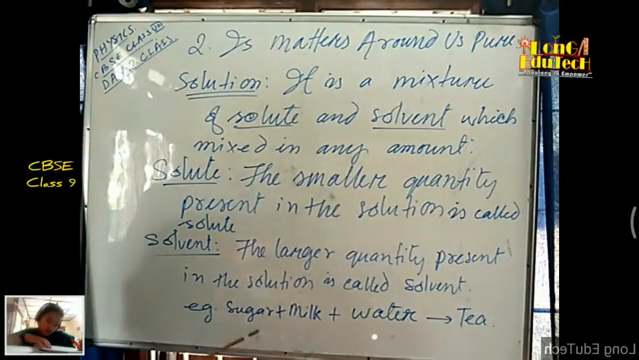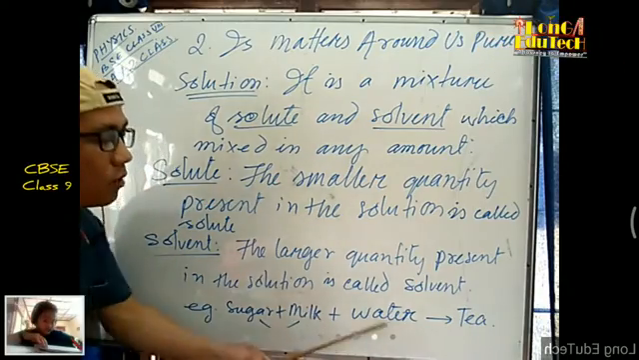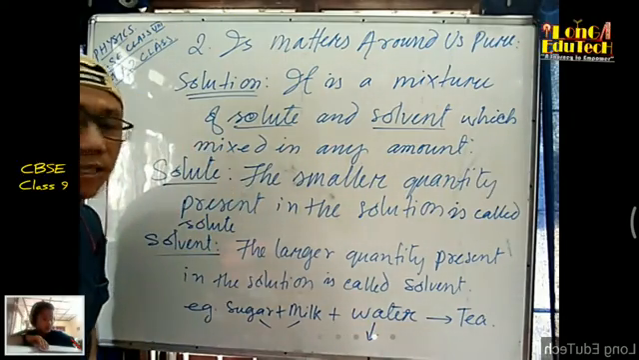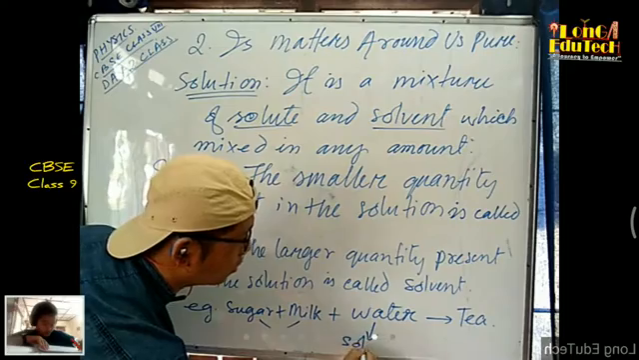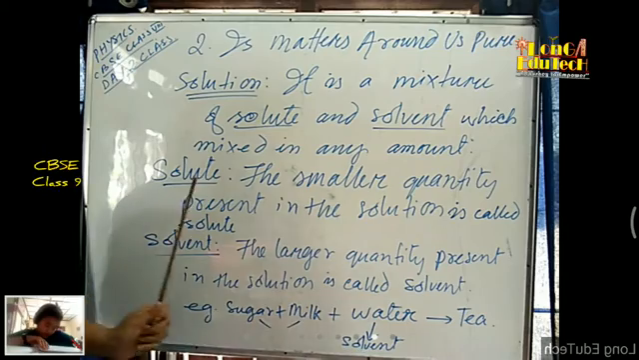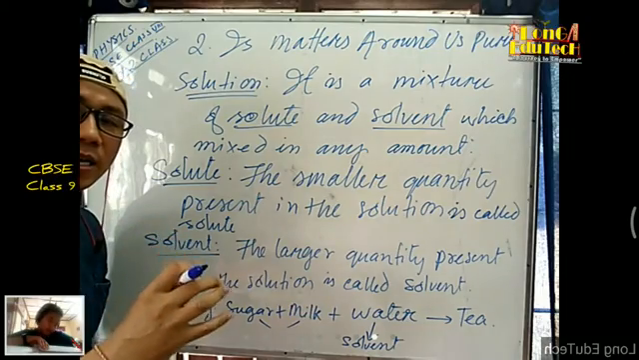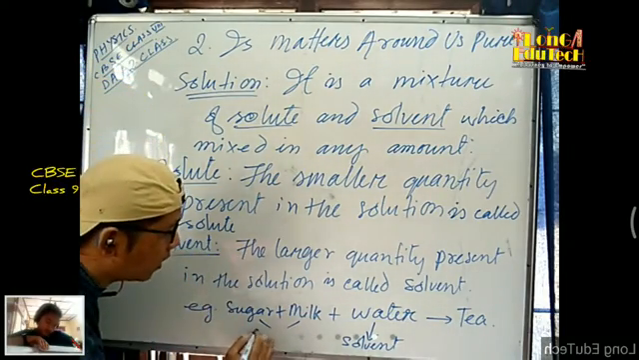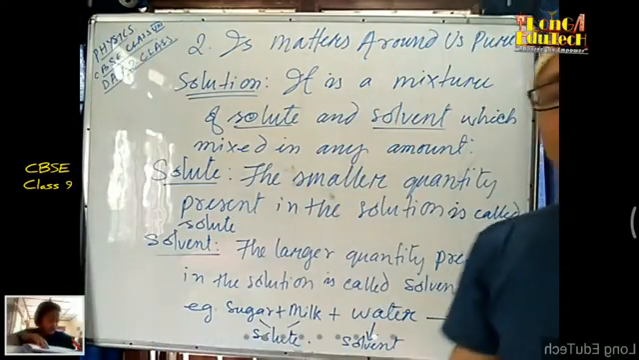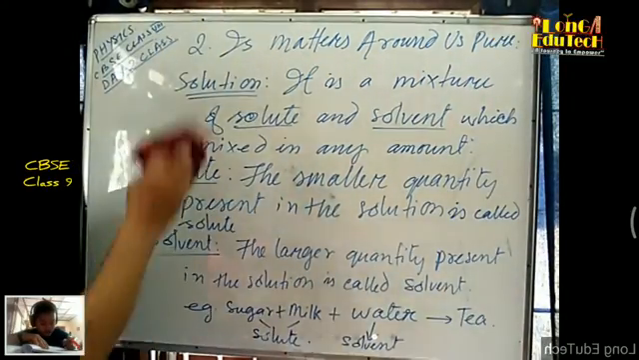So here the sugar and milk and water, which quantity will be more? The water quantity is more while making tea, right? So this water will be the solvent. The milk and the sugar are put in a small quantity only, so they are called solutes. This is a simple example, and we can make the sugar solution and the salt solution.